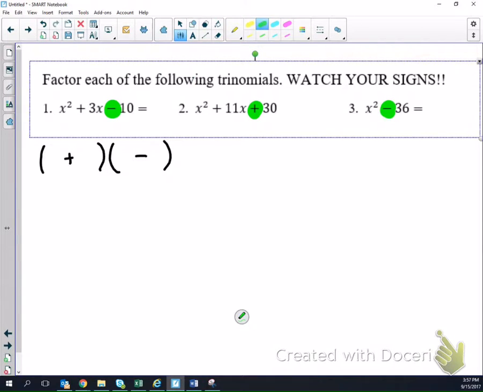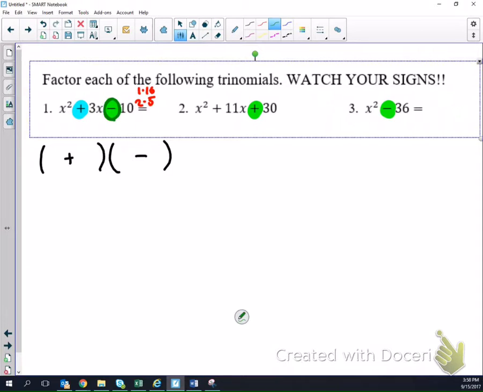Next, we've got this one. It says positive, which means that my bigger number is going to be in the plus end. So now I just need to think of the factors of 10. Well, factors of 10 are 1 and 10, and 2 and 5. All right, now those are going to need to combine through subtraction. We're going to combine them using subtraction to create a 3. All right, well, 5 minus 2 is 3.